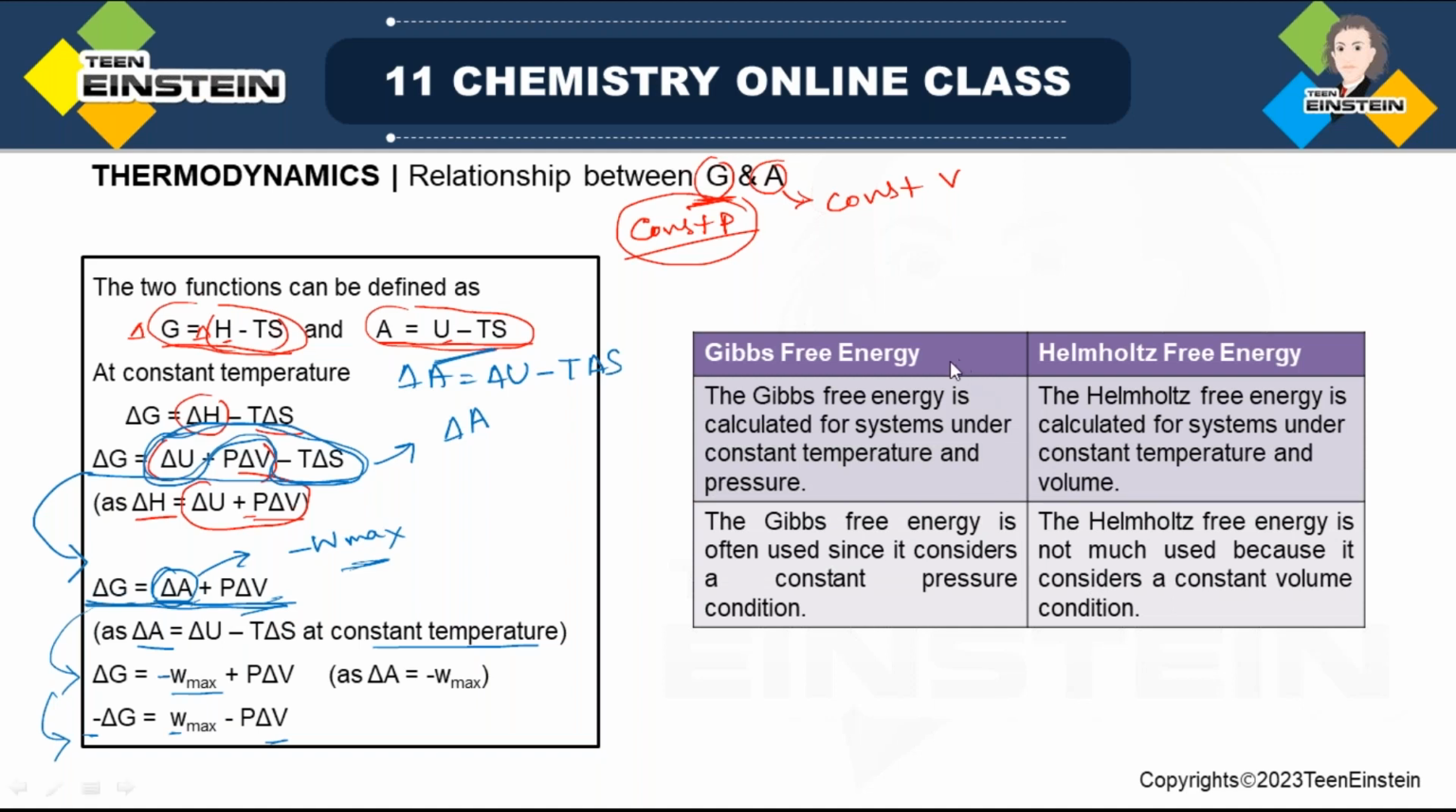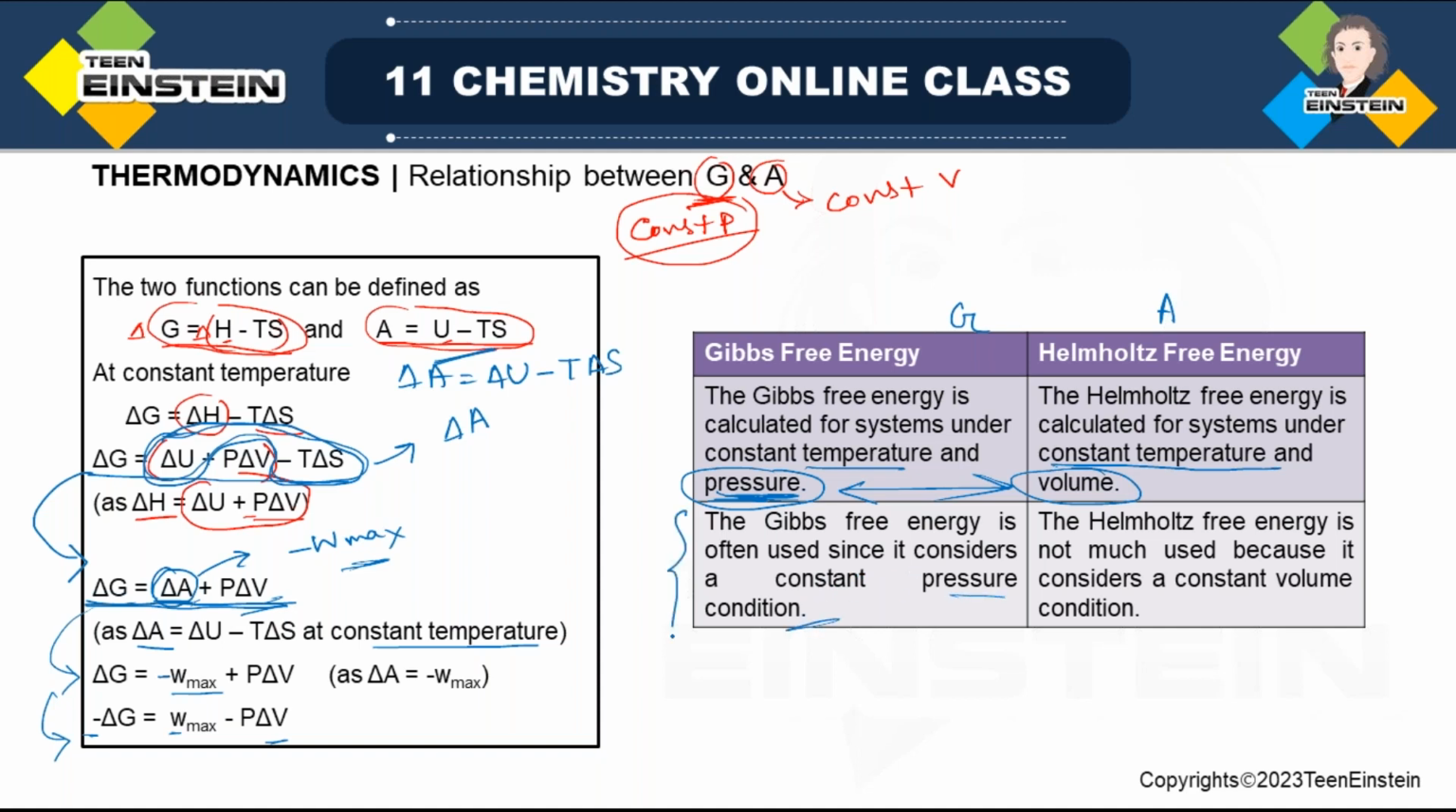So Gibbs free energy is G and this is A. We will compare these two. Gibbs free energy is calculated for a system under constant temperature and pressure. So this part is still common here, but now it is volume, not pressure. So this is the main difference between these two. Gibbs free energy is often used since it is considered at constant pressure.